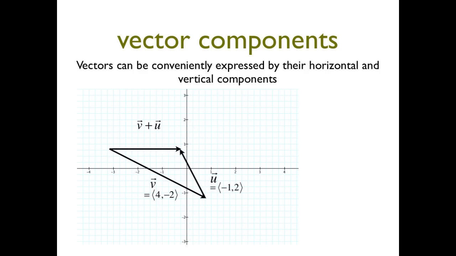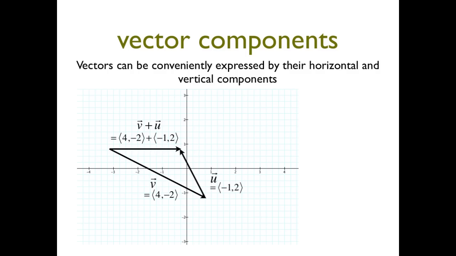Simply add. So the result of v plus u would be: v gave us 4 horizontally to the right, and u took us back 1 horizontally to the right. So then the horizontal component of v plus u will be 3. And then v took us down 2, and u took us back up 2, so 0, right?